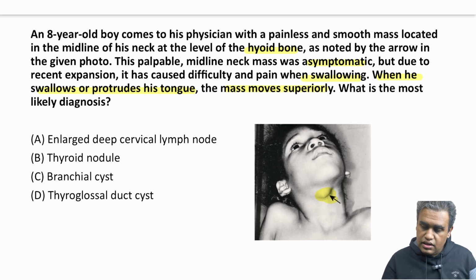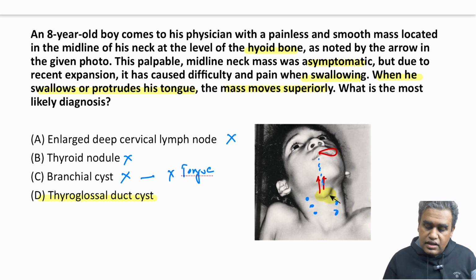They are saying that when the patient is asked to protrude the tongue out, this mass will elevate. It tells us that there is some linkage of the tongue with the mass. Now what is the most likely diagnosis? Enlargement of the deep cervical lymph node: this was asymptomatic, so you can rule it out. Thyroid nodule could be an answer, but if the nodule is secreting hormones, it won't be asymptomatic. A branchial cyst is present on the lateral aspect in front of the sternocleidomastoid muscle and has no relation with the tongue. We are left with one option, that is the answer: thyroglossal duct cyst.